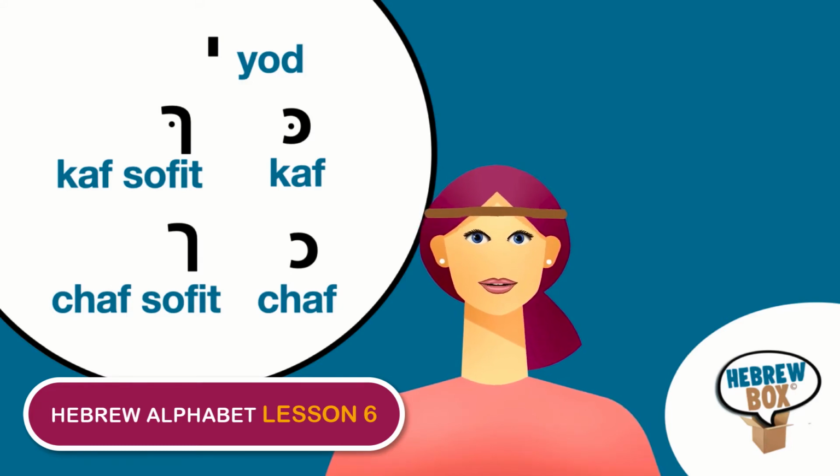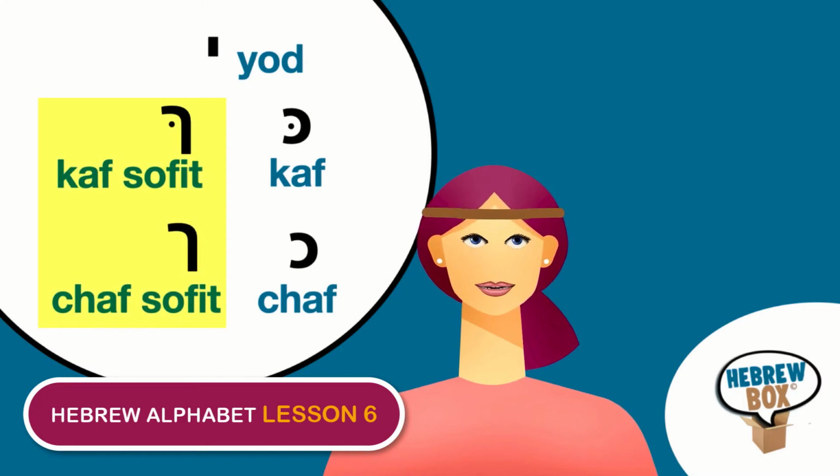In this video, we'll see 3 letters: Yod, Kaf, and Chaf. We'll also get to know the principle of the sofit.